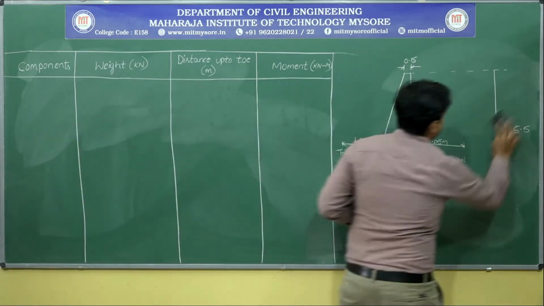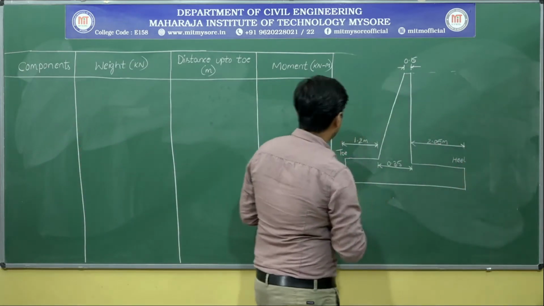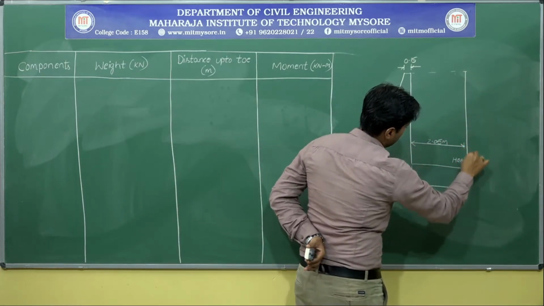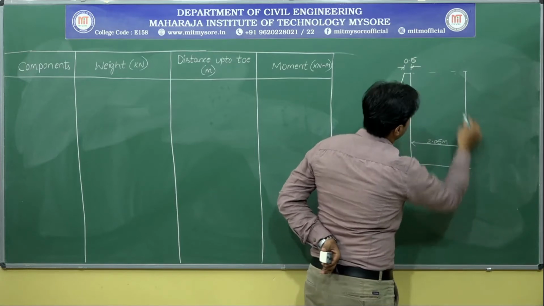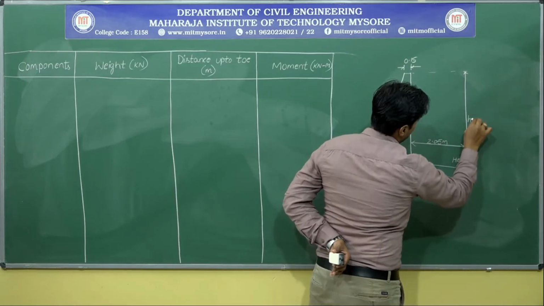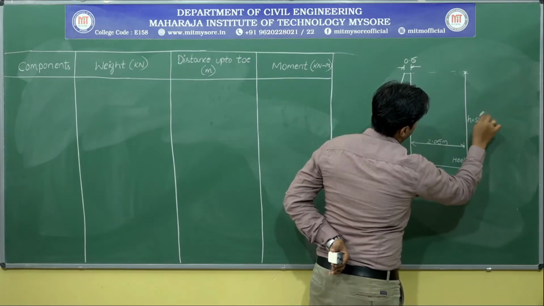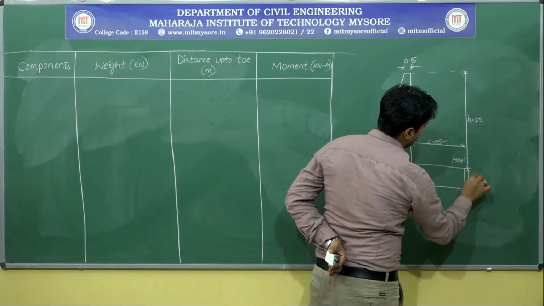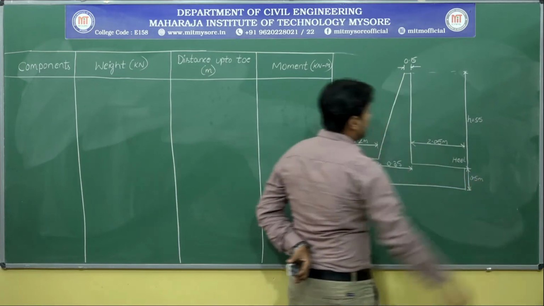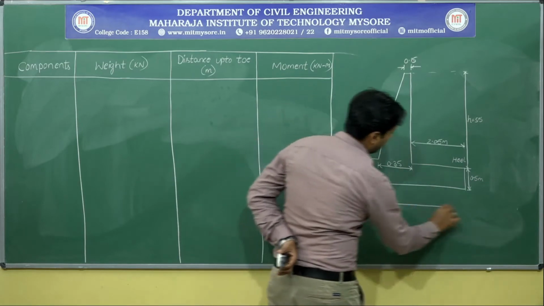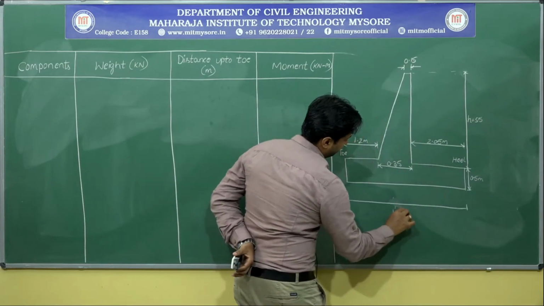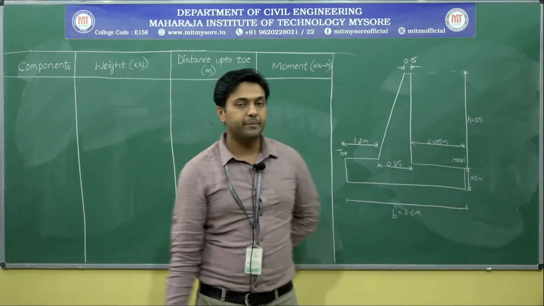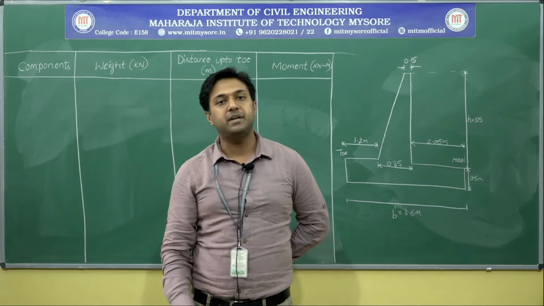Okay. So to write the pressure distribution diagram, let me write it over here itself. This will be the small h, 5.5 meter, and this will be the thickness of the retaining wall, that is 0.5 meter. So I know the width of the base slab is 3.6 meter.